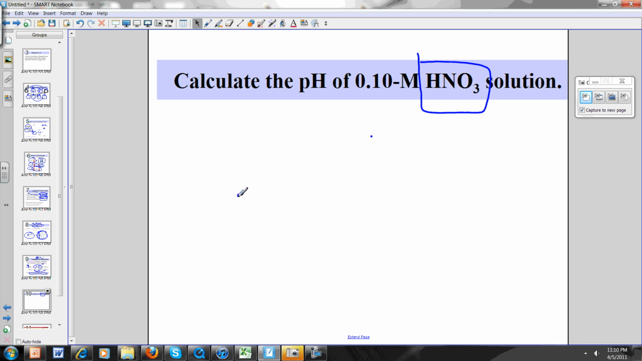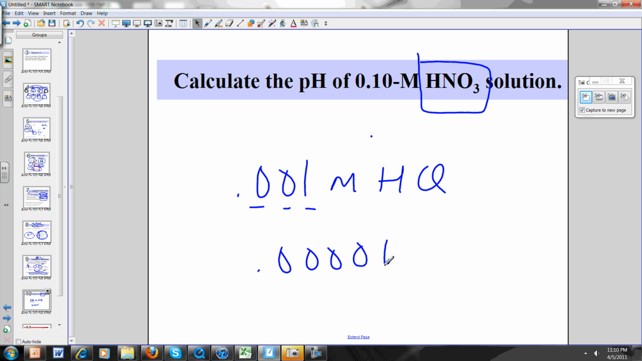For example, if I had 0.001 molarity of HCl and I need to find out what the pH would be, all I need to do is count decimal places. This says 1, 2, 3 decimal places, therefore the pH of that would be 3. If I had something that was 0.00001 molar HCl, I just count the decimal places: 1, 2, 3, 4, 5. The pH of the solution would be 5. Because when you take the negative log of it, the thing that matters is the number of decimal places. As long as it's a strong acid, the same thing goes for NaOH.